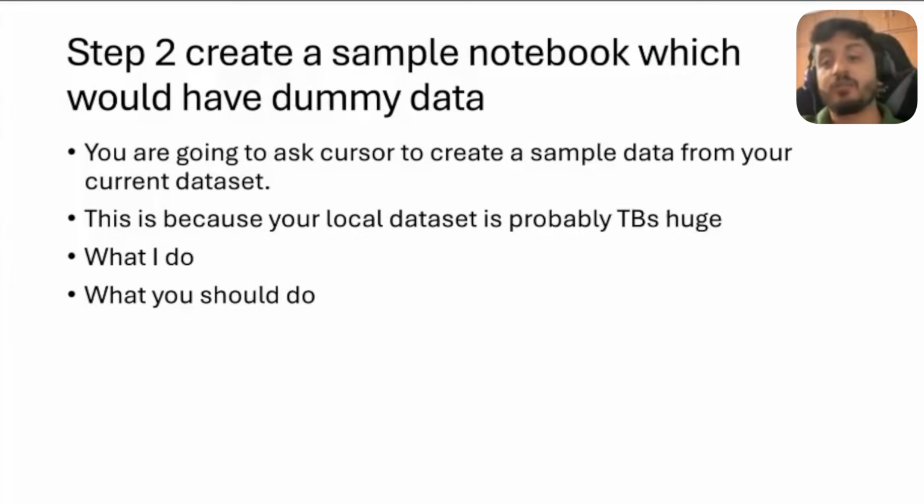Now, imagine that your entire data set is 5 terabytes. Of course, you don't want Cursor to go through the 5 terabyte data set. This is going to exhaust your context length and it's going to be super expensive. But it's also important for Cursor to understand your data before it does any data analysis. So the second step is we will create some dummy data.